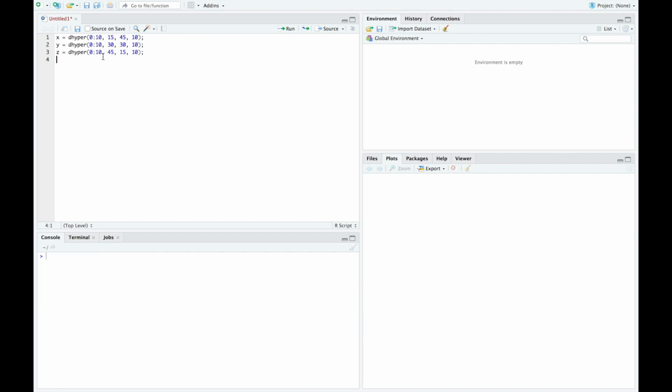Now let's look at 3 particular hypergeometric distributions. For this one, we're going to select a total of between 0 and 10, where we have 15 objects with a success, 45 with a failure, and we're selecting 10. The next one, our success to failure is 30 to 30, and the last one, 45 to 15.